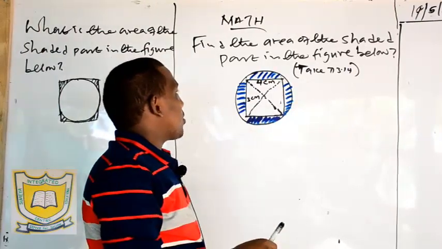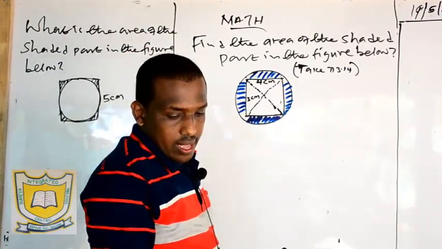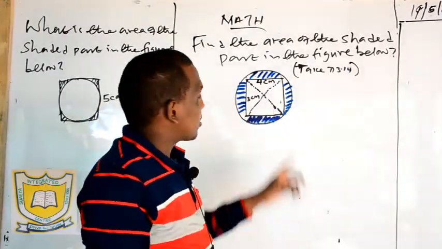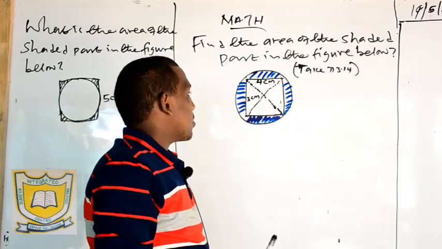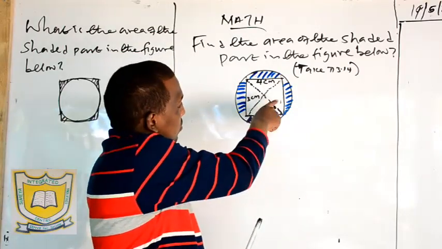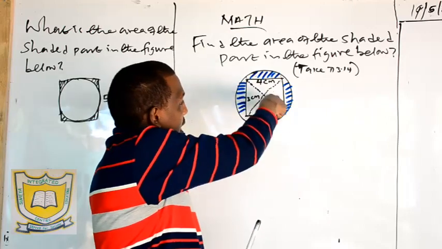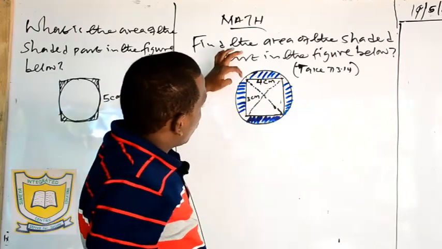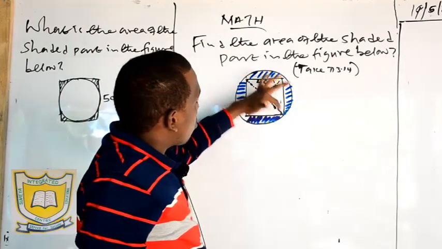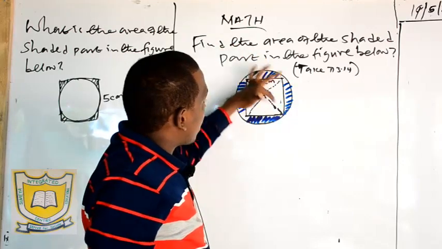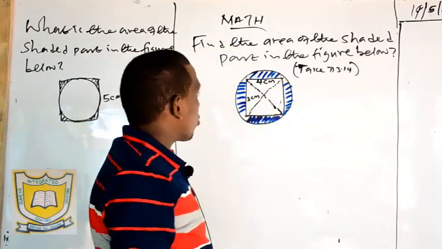Now, but I don't have the diameter of the circle. How do I get the diameter of the circle? Remember here, when you check inside this rectangle, there is a triangle. So we find the hypotenuse. The hypotenuse of this triangle will be the diameter of the circle.